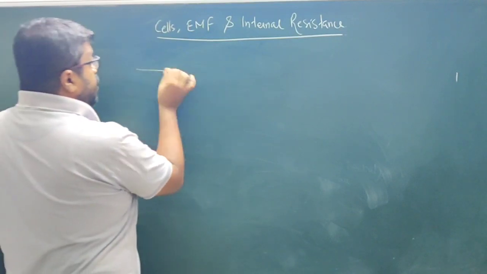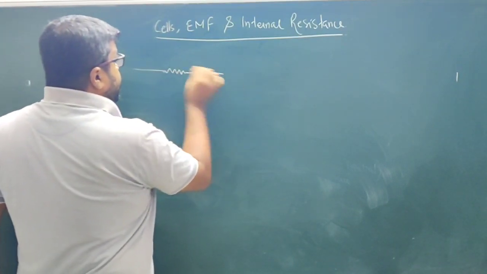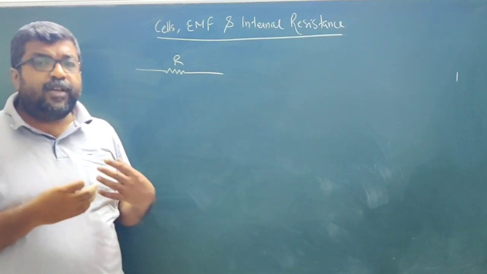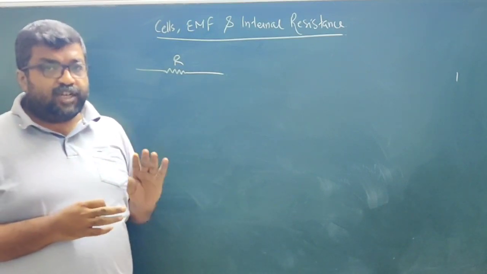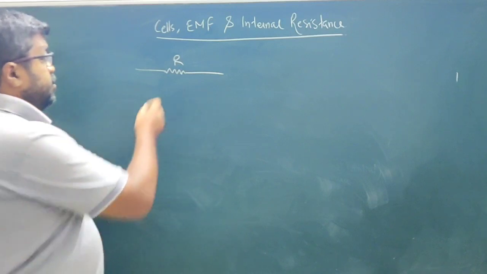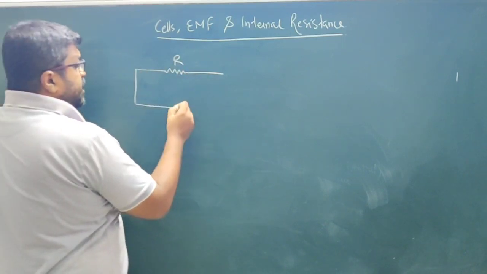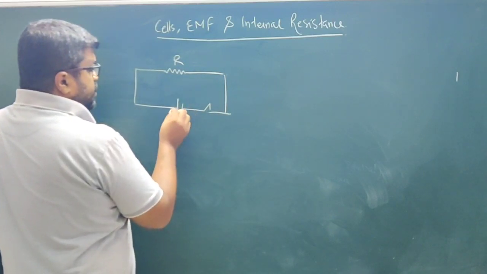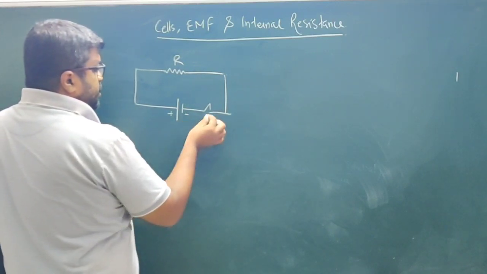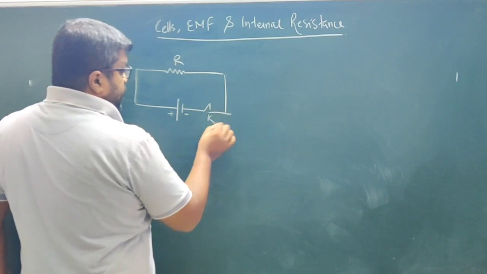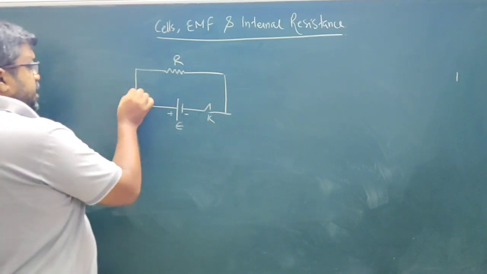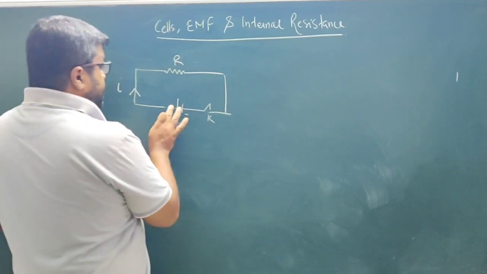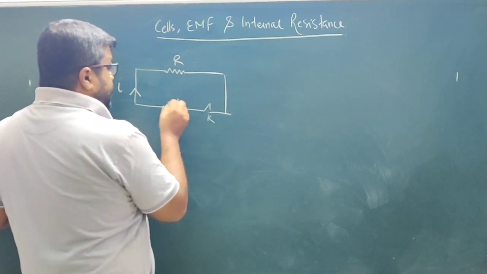So again, looking into our basic circuit. So this is R. Basically, in HS level questions, you will be dealing with situations of discharging only. So this is a resistance R connected to a cell with a key. This is positive potential, negative potential. EMF is E. Current is I. Now the internal resistance of the cell is represented like this.